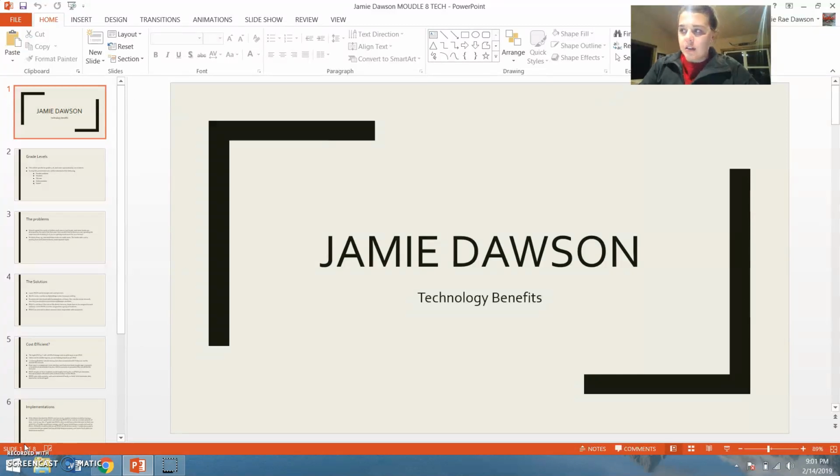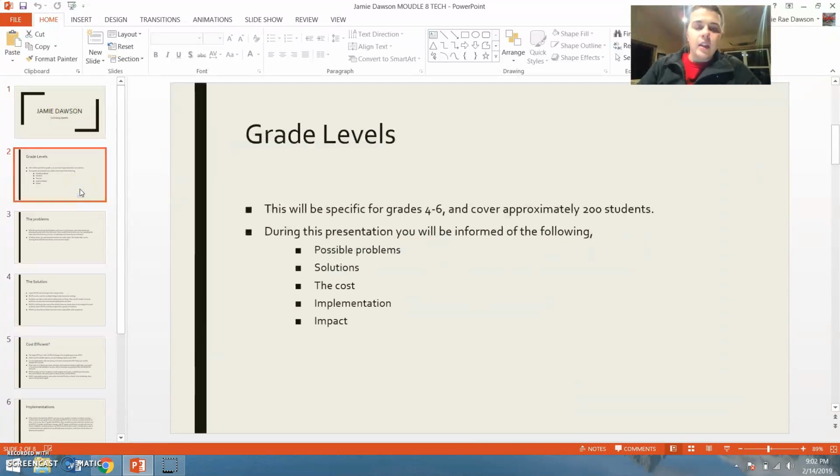Over Module 8, we had to come up with a proposal about technology and do a presentation on how we could implement technology in the classroom, and we had to pick a grade level. The grade levels were K through 3, 4 through 6, 7 through 9, and 10 through 12. I chose 4 through 6 just because those are the grades that I want to go into, and it covers approximately 200 students.